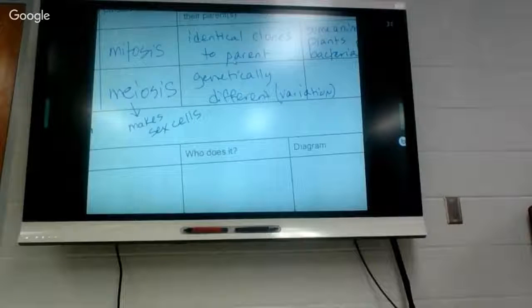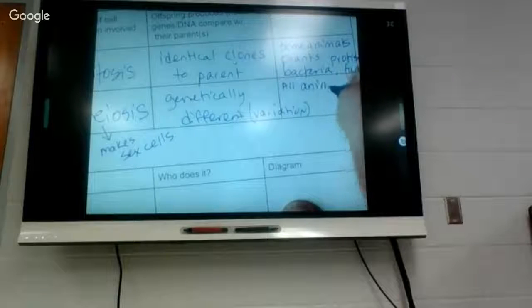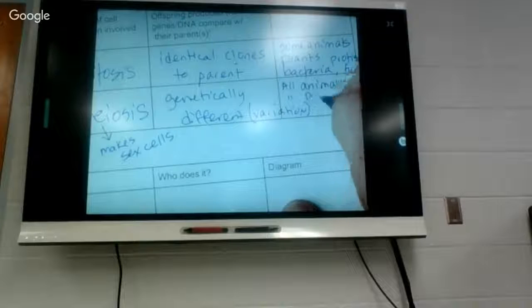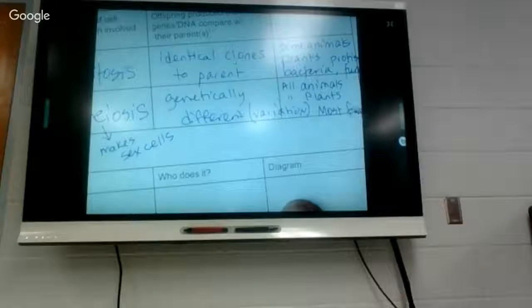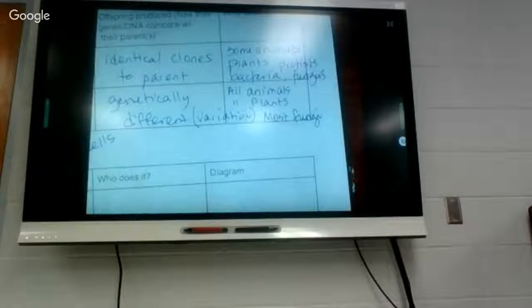So who does this sexually? Humans. All animals, including humans, mammals. All plants, most fungus, and to be technical, there's some protists. We usually don't say bacteria do because they don't have any gametes, but some protists do because these are the ones you would have to know.